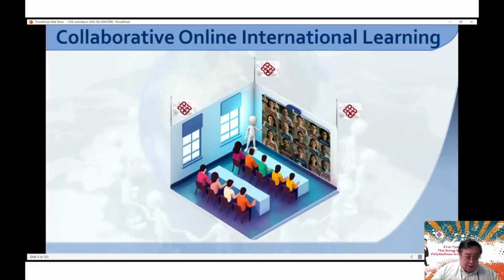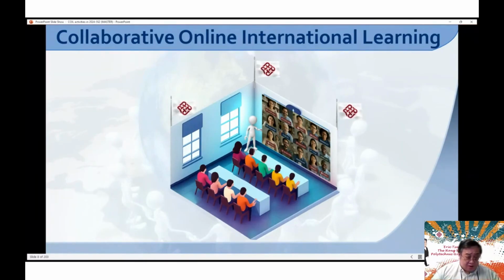Now I started with this little picture, and I think it's a nice depiction of explaining to you what exactly a COIL activity is. There are many variants that you can develop for a COIL activity, but whatever that is, as long as it conforms to what I'm going to specify to you, it will be qualified as a COIL activity.